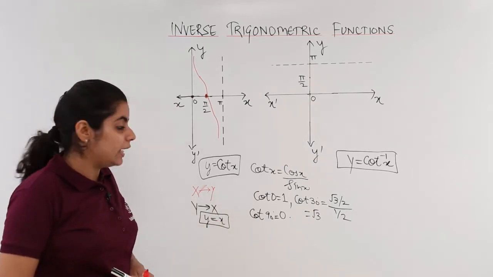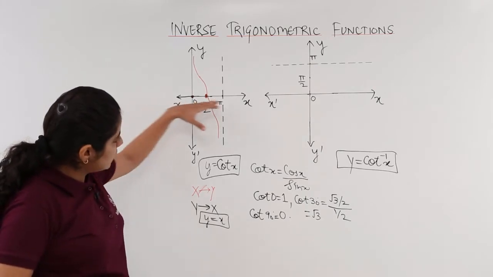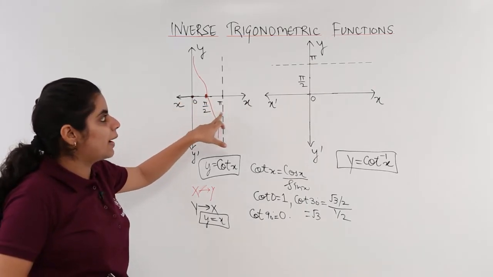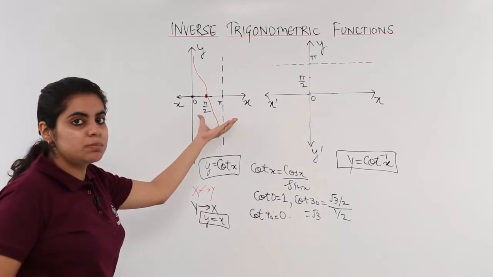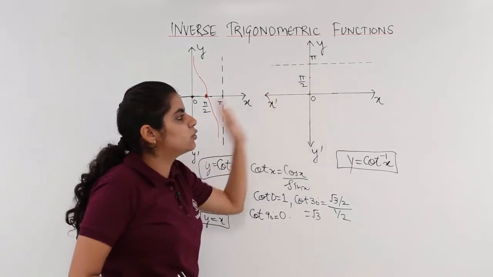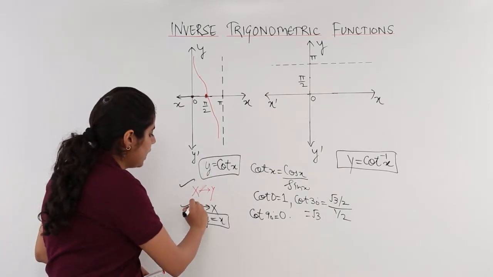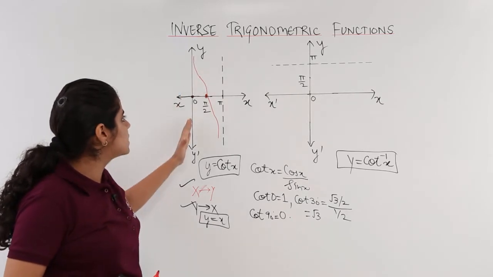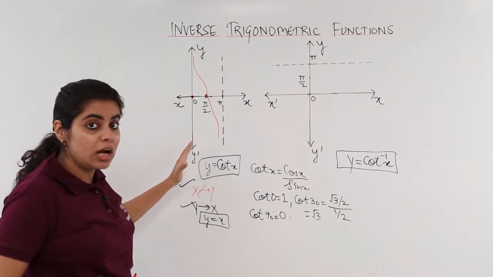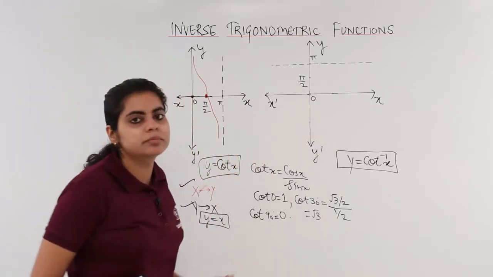So, first step, interchanging x with y. Where is the x axis? The x axis is here. It has 0, pi by 2 and pi. I drew this x axis part on the y axis now: 0, pi by 2, pi. The second step, interchange y with x. Y is the real line. Now, this real line becomes x.